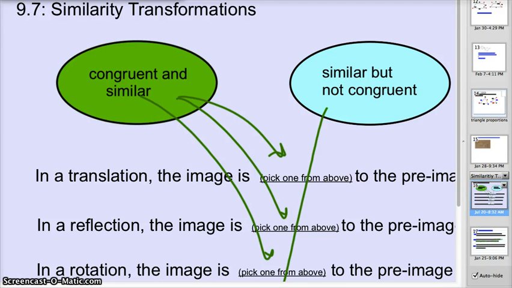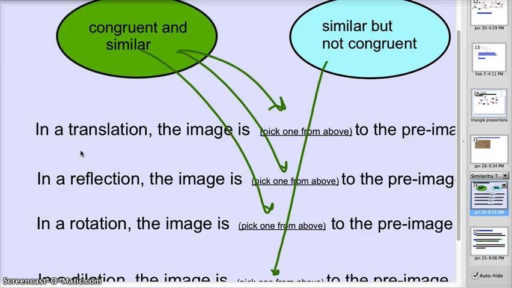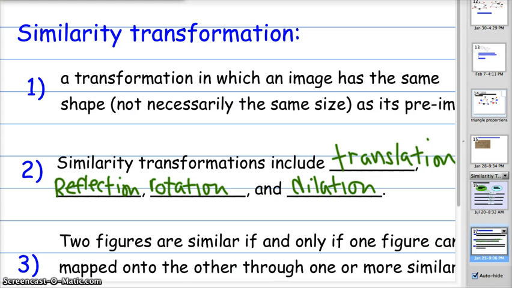All right, section 9.7, similarity transformations. We went over on Friday that transformations can be congruent and similar, but similar and not necessarily congruent. A similarity transformation is a transformation in which an image has the same shape and not necessarily the same size.